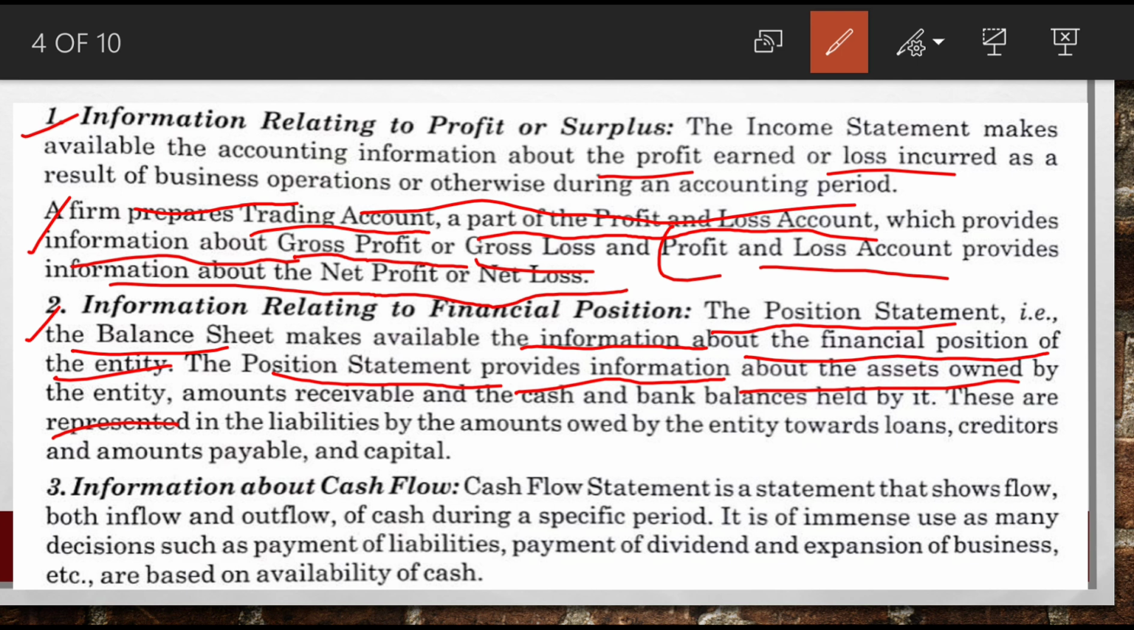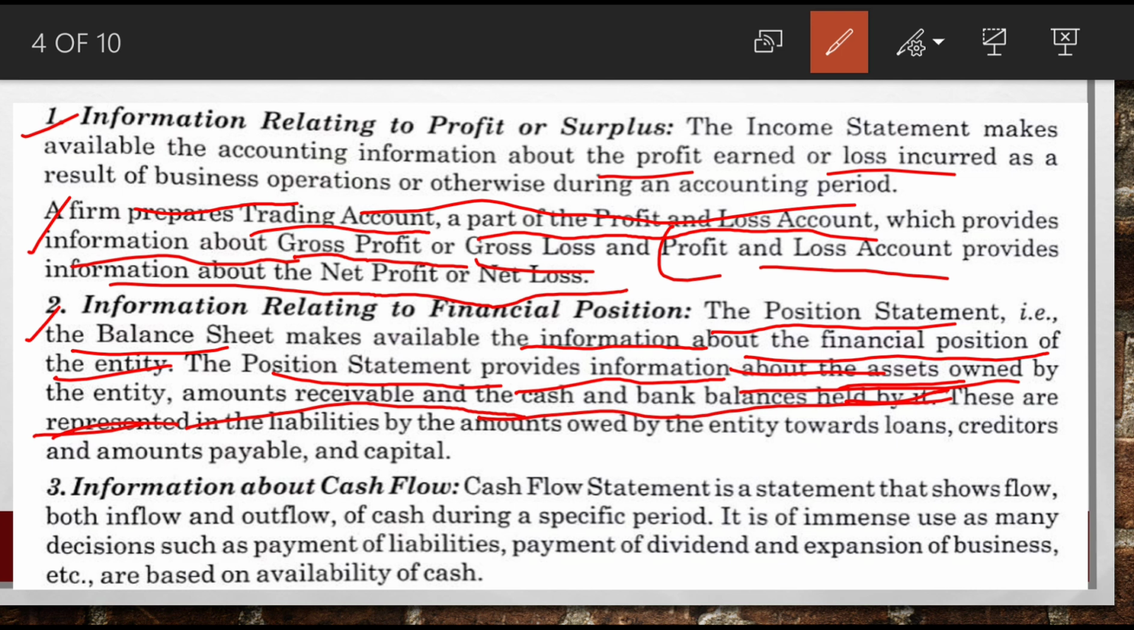This position statement provides information about assets owned by the entity. What is the total asset we have? Assets means properties. What do we have in that business? Land, building, furniture, computer. We can consider all of these as assets. Whatever we own in that business is called assets. So with the help of the financial position, we can analyze information about assets owned by the business, the amount receivable, and the cash balance and bank balance.